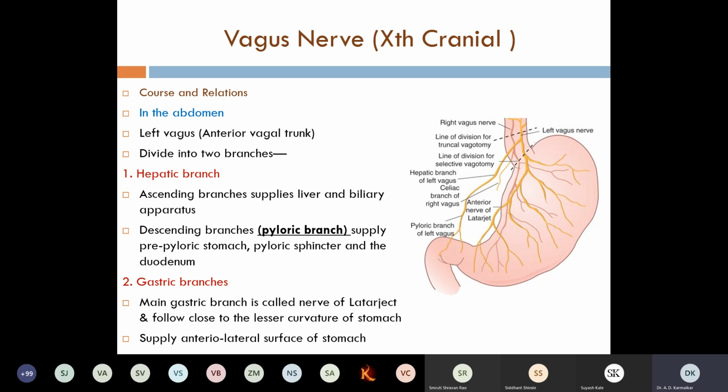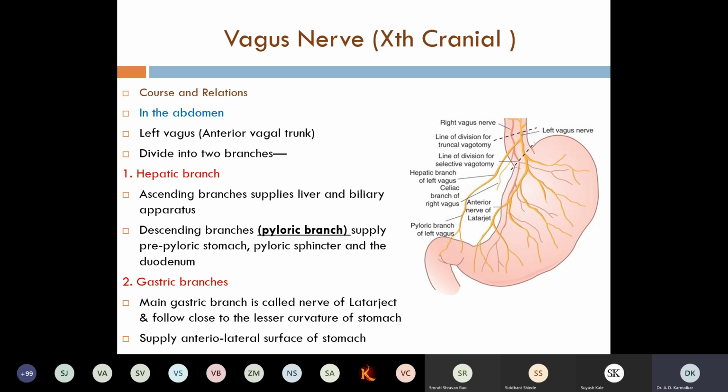So it will divide into two branches, that is hepatic and gastric. Now I am talking about the left vagus, which is forming the anterior vagal trunk. Here you can see the yellow color, these are the left vagus, while the purple color is the right vagus. Now see the diagram properly.